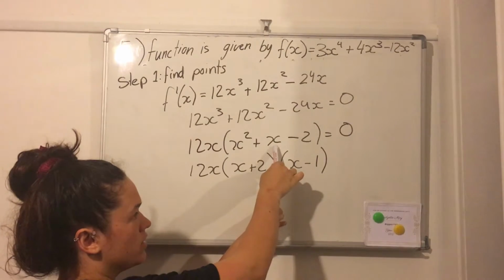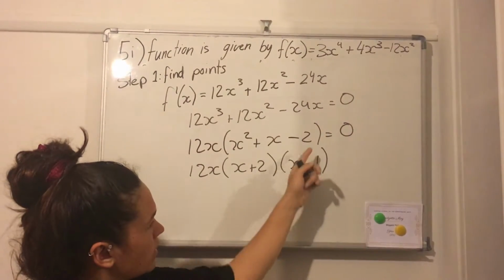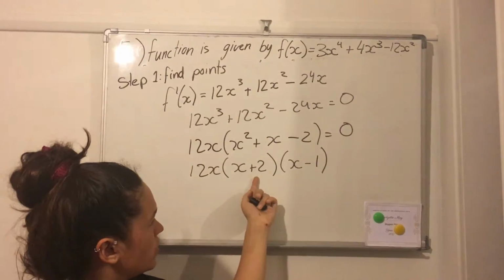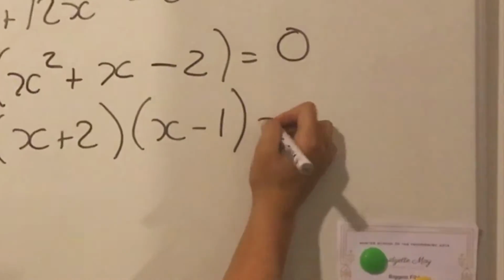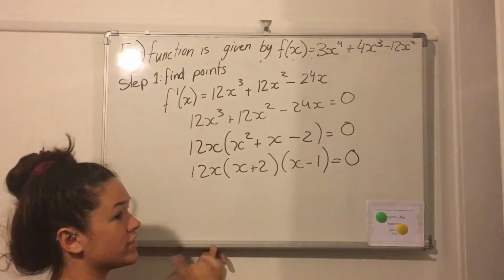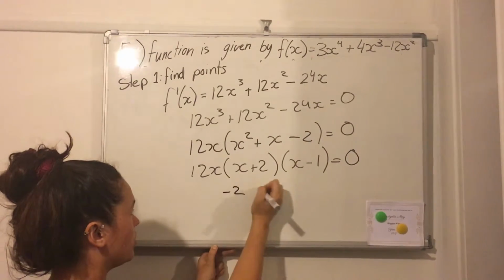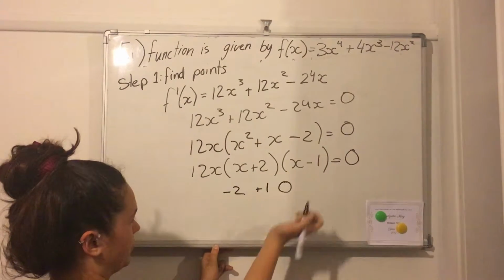We know that our sum is going to be 1 and our product is going to be -2. Positive 2 times -1 equals -2, and positive 2 minus 1 equals positive 1. So from this equation, we can determine that we're going to have stationary points, or points where the gradient equals 0, at x equals -2, positive 1, and 0.